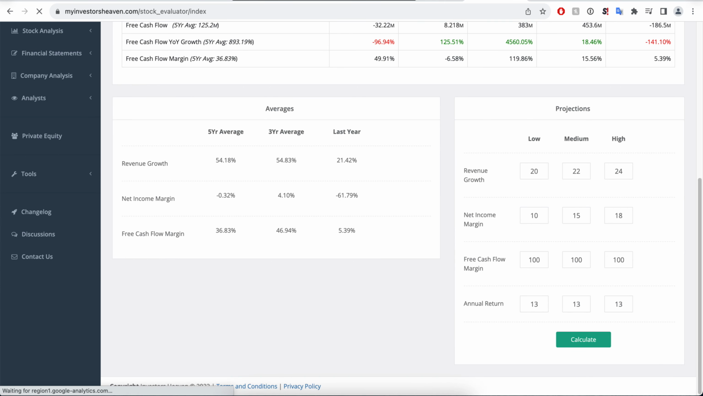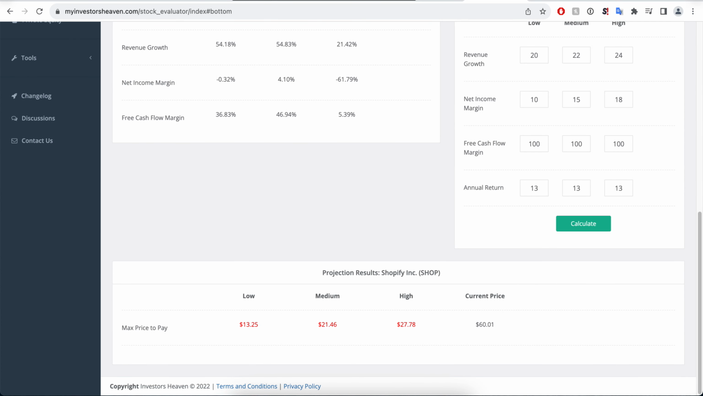And with this, we'll hit the calculation, so we'll see something that I would expect. The fact that the price to pay, even with these projections, is significantly lower. And so even after the stock has fallen off a cliff, it's still relatively expensive. It's actually pretty expensive based on its current price.